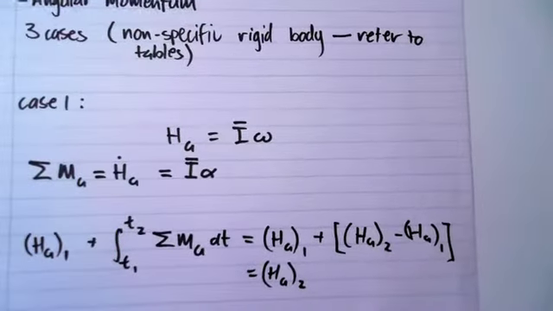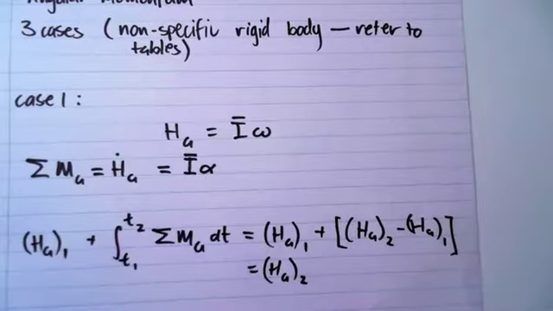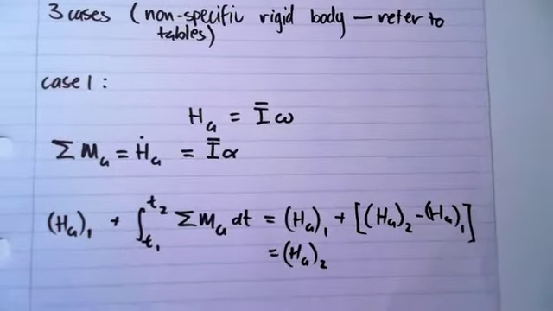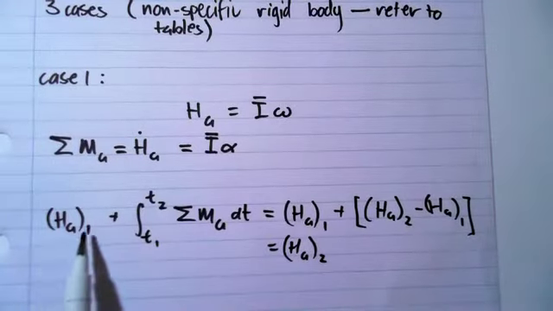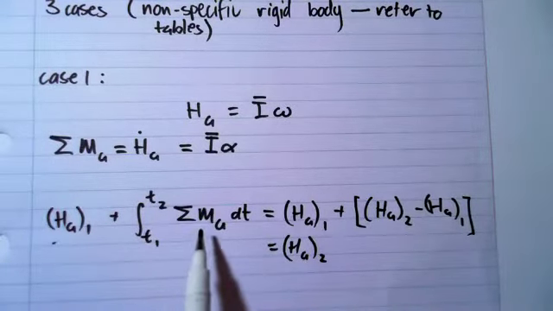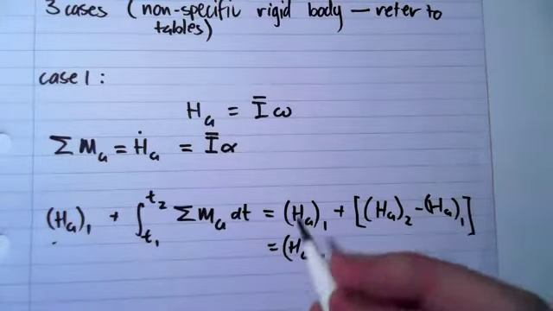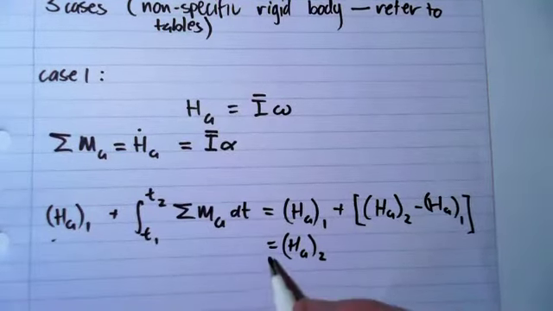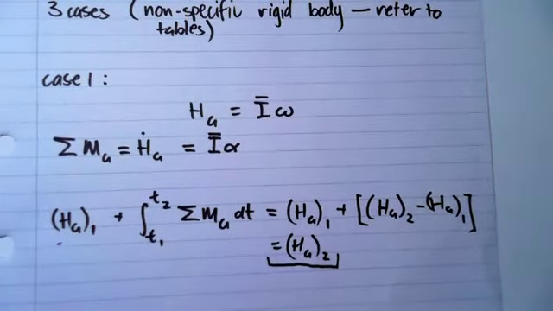Okay, and that is because when a moment is applied, the angular momentum about the center of mass changes. So our initial angular momentum and an applied moment for a period of time give us a resultant angular momentum, which is this here. Okay, that's the first case.